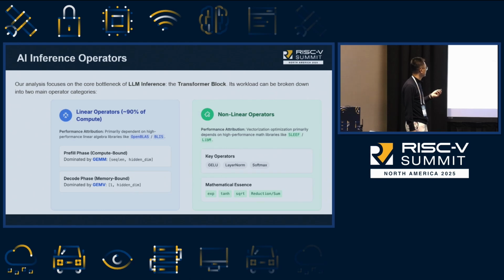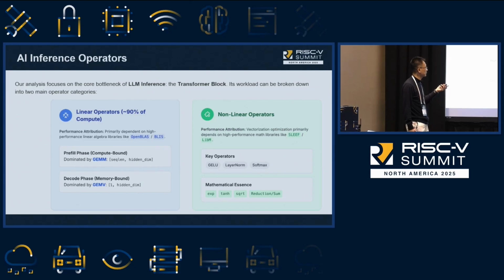Okay, so let's talk about AI operators. At the top level, AI operators can be categorized into 2 groups. One is the linear operator, the other is the nonlinear. For linear operators, over these past 2 days, a lot of people talked about GMM, matrix-matrix multiplication, and GMV, matrix-vector multiplication. But not many people talk about the nonlinear part. So today, I'm going to show you some data on that.